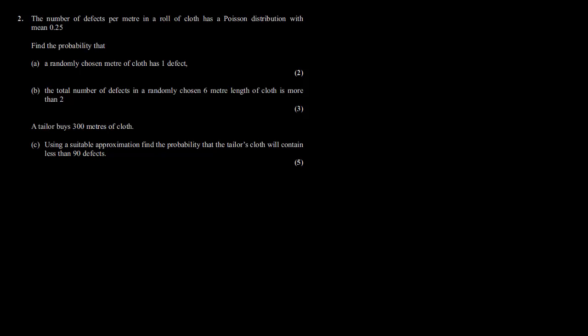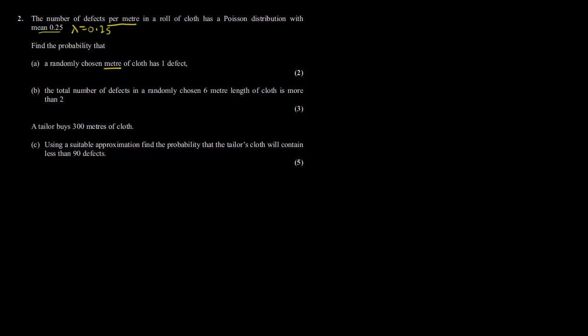Question number 2 is a Poisson distribution sum. The number of defects per meter, this information is very important, in a roll of cloth has a Poisson distribution with mean 0.25. That means lambda equals 0.25. So the first question is find the probability a randomly chosen meter, that means this meter and this per meter is the same unit, of cloth has one defect.